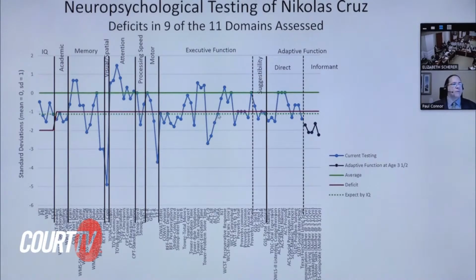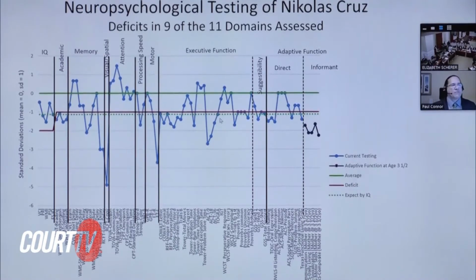A test of problem solving where he has to quickly shift between different types of problem solving. Some of them are mathematical, some of them are language, some of them are more visual spatial. And he had difficulties with that, performing in the mildly impaired range.